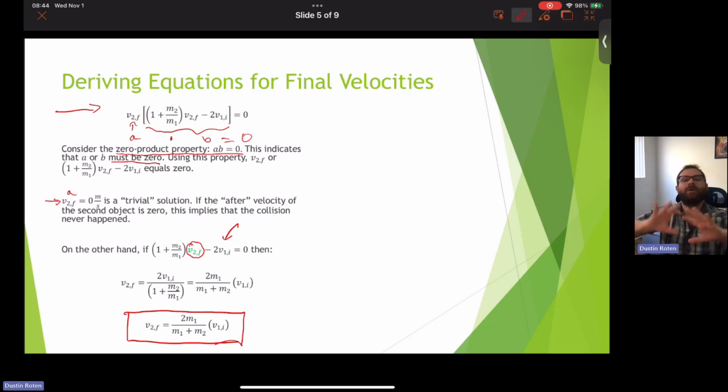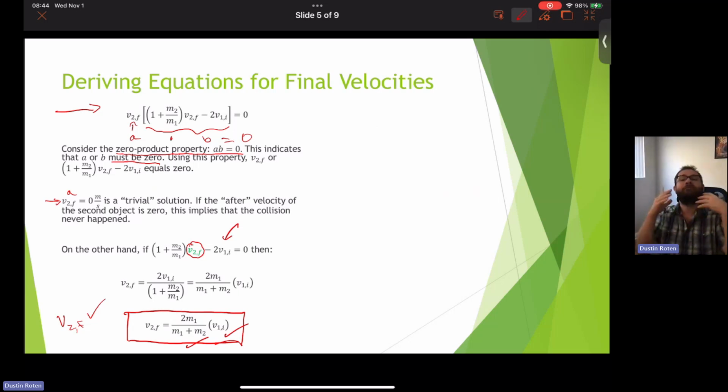Now, look at what we have. We have a statement where we have an equation for the final velocity of ball 2, which is totally one of the things we wanted. We wanted the final velocity of ball 1 and ball 2. We have this equation. Do we know everything in the equation? Let's see. Well, we know the masses, and we know the initial velocity of ball 1.